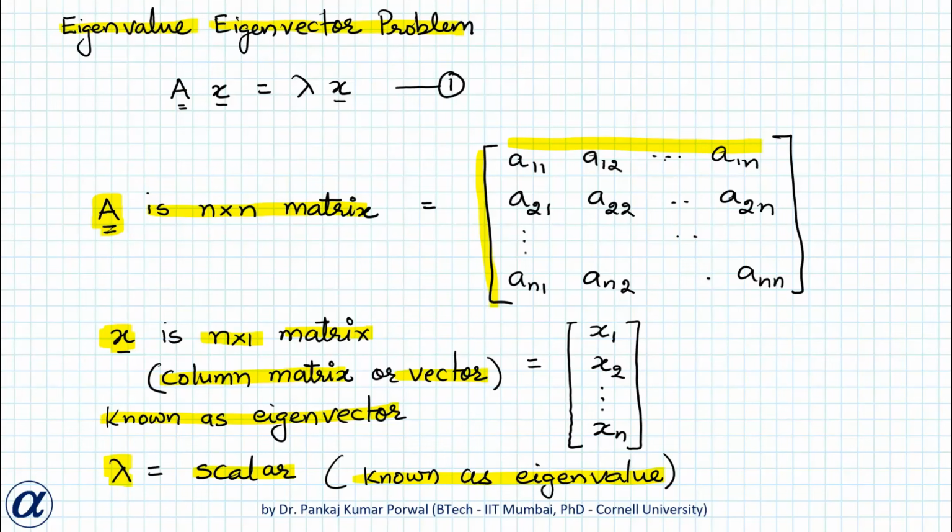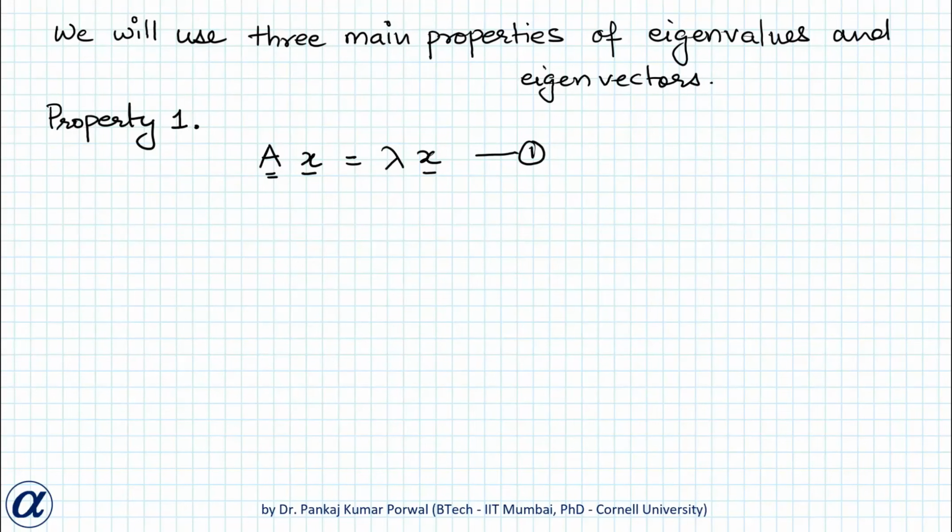And the eigenvalue problem is represented by the equation Ax equals lambda x. Now there is a long method to solve this equation and find eigenvectors x and eigenvalues lambda, but in this lecture we will only focus on the shortcut method to determine eigenvalues and eigenvectors. This shortcut method is based on three main properties of eigenvalues and eigenvectors.